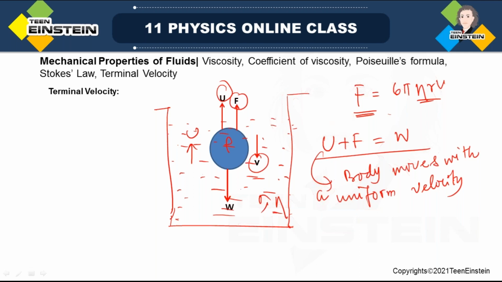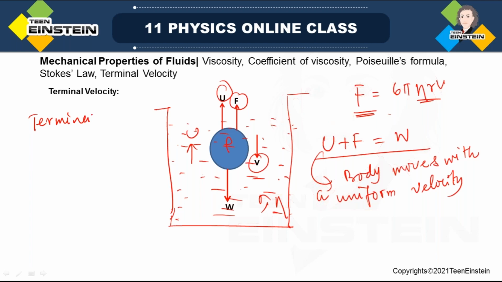And that particular velocity with which it moves after the upthrust and viscous drag become equal to the weight of the body, that velocity is called terminal velocity.